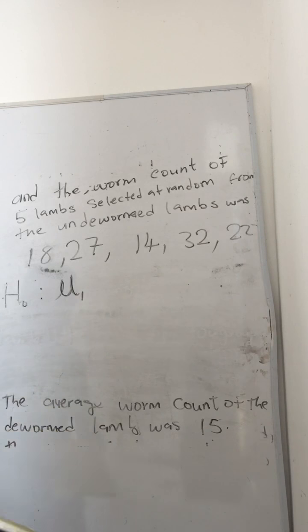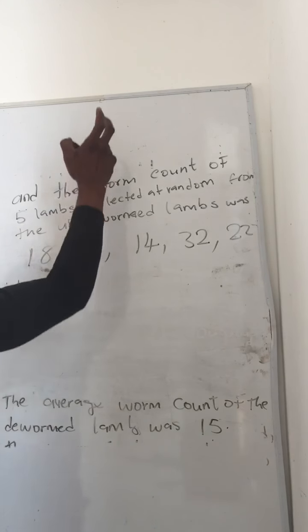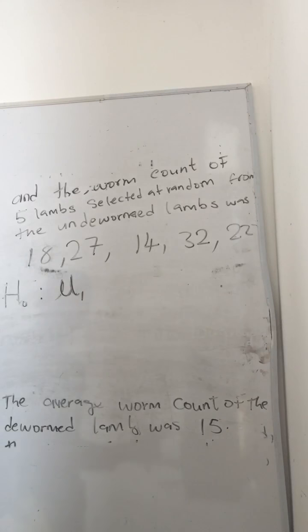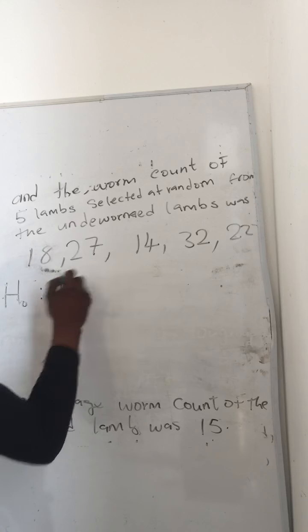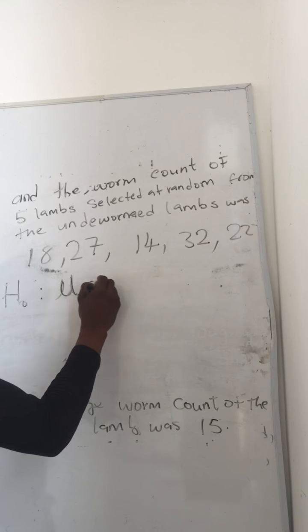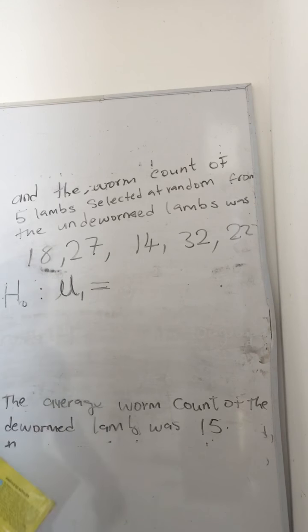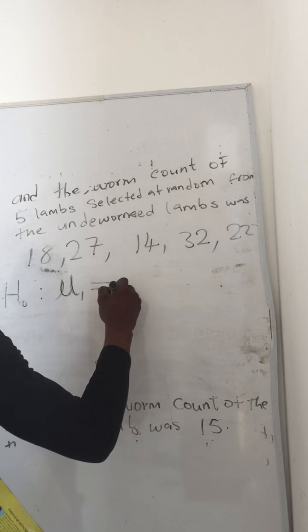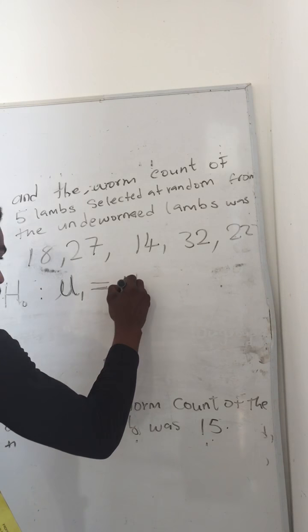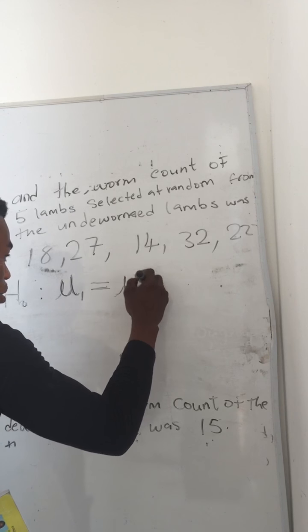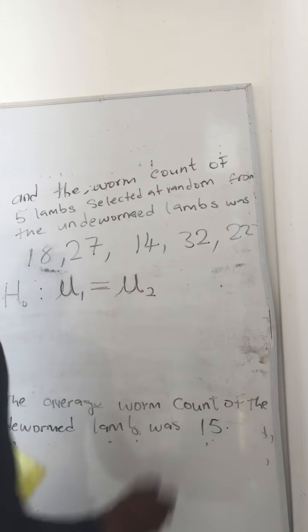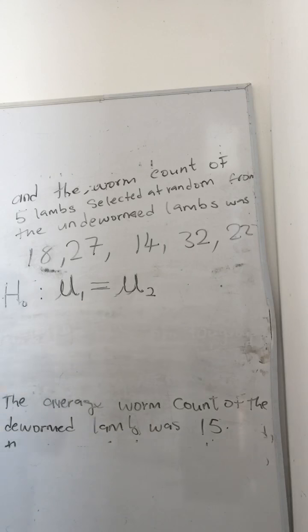Now remember, you're having two parameters, and we said for this hypothesis testing we are doing with two parameters, the null hypothesis is the hypothesis of no difference. So for the null hypothesis we say that there is no difference between the mean worm count of the undewormed and the mean or average worm count of the dewormed. So this is our null hypothesis.